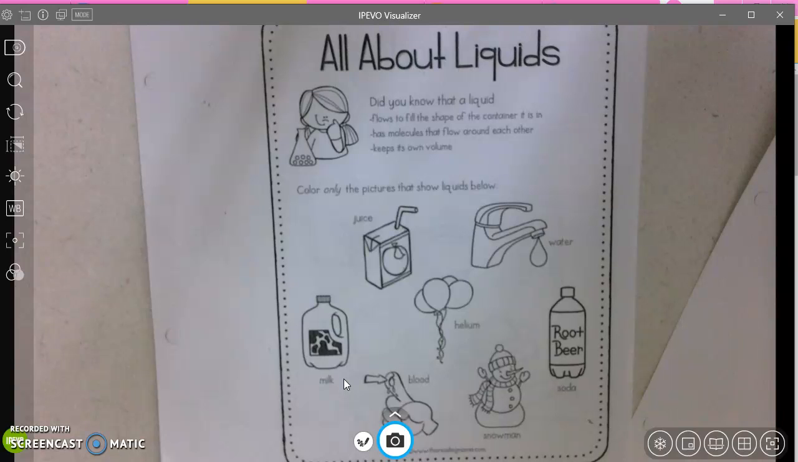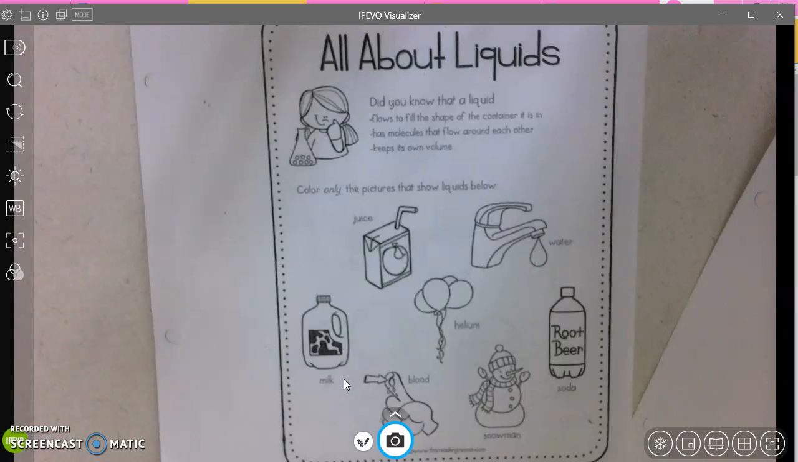Did you know that a liquid flows to fill the shape of the container that it is in? And that the molecules flow around each other. It keeps its own volume. So again, it doesn't get bigger or smaller. It just takes the shape of the container that it's in.